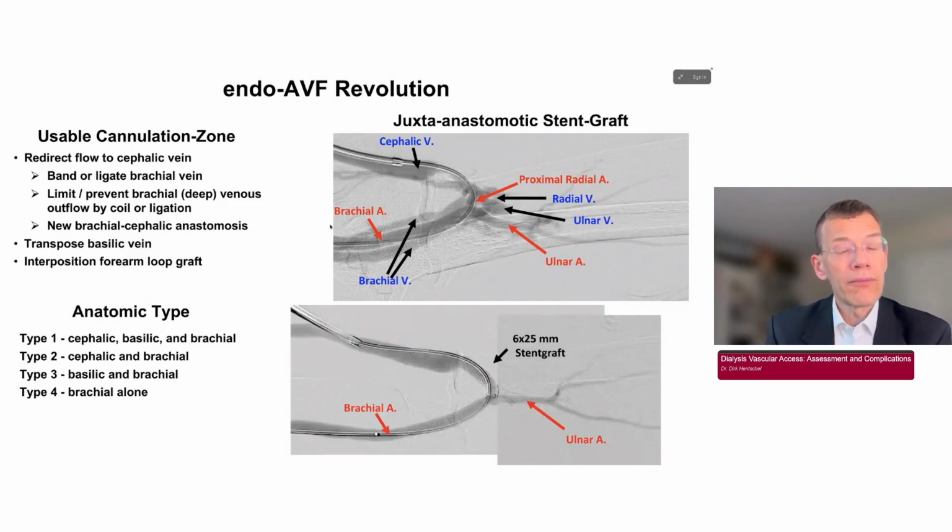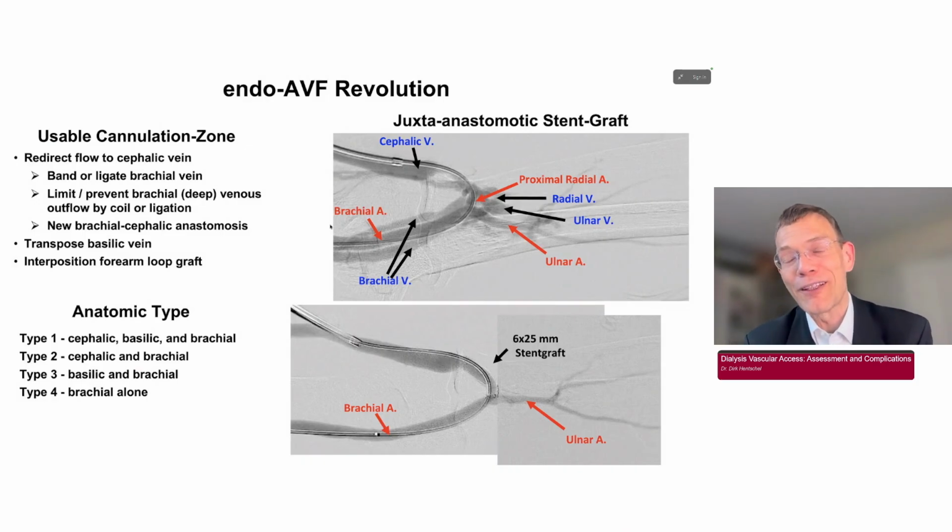And so, in our local center, what we do here, we just put a stent graft there. And then we direct the flow right into the cephalic vein. We shut off all the deep collaterals. And that has been our strategy to make these work.